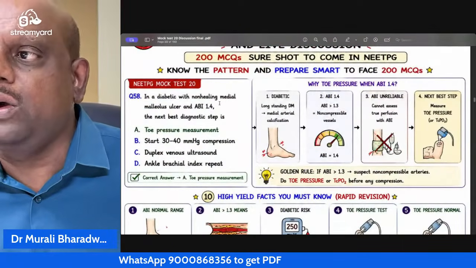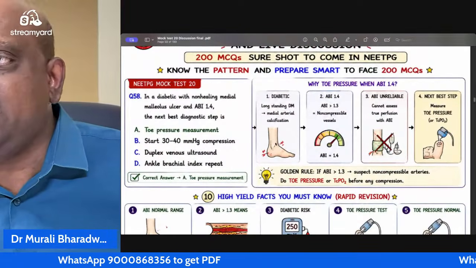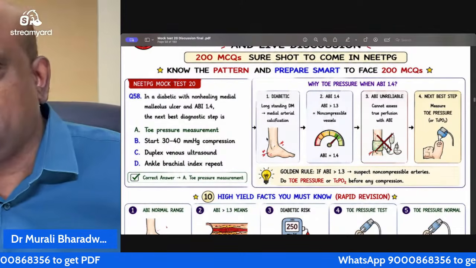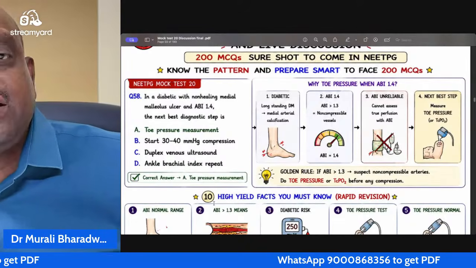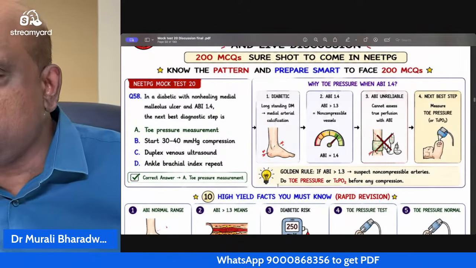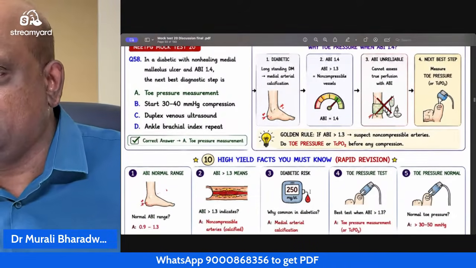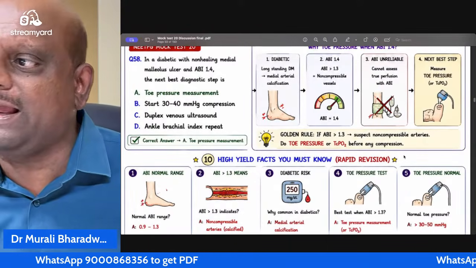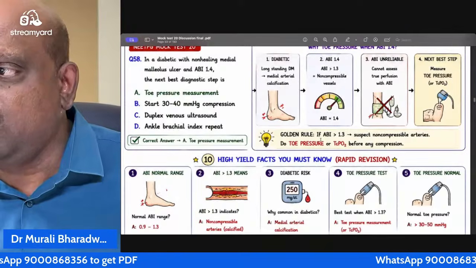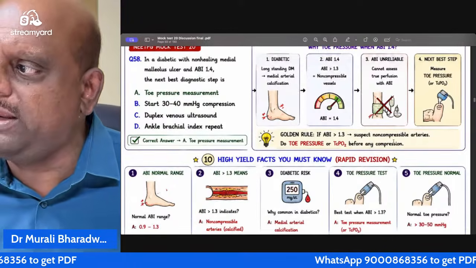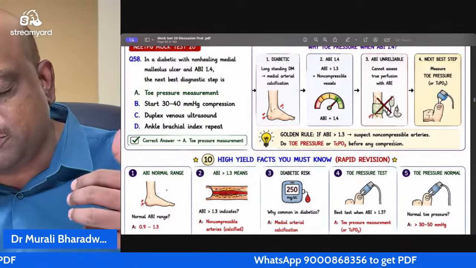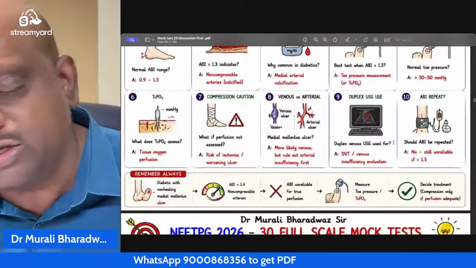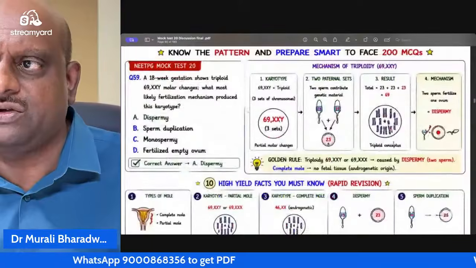In a diabetic who has a non-healing medial malleolus ulcer and ankle brachial index of 1.4, what is the best thing you can do? You need to do toe pressure measurement. Right? Toe pressure before any compression. So, golden rule, if ABI is more than 1.3, you need to suspect non-compressible arteries due to peripheral vascular disease, which is very common in diabetic individuals.